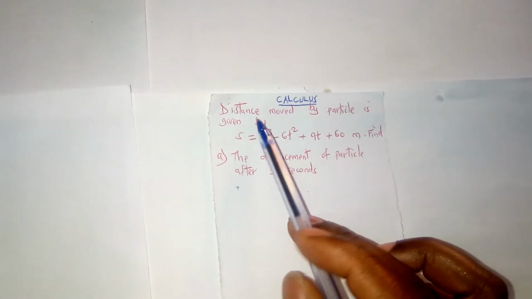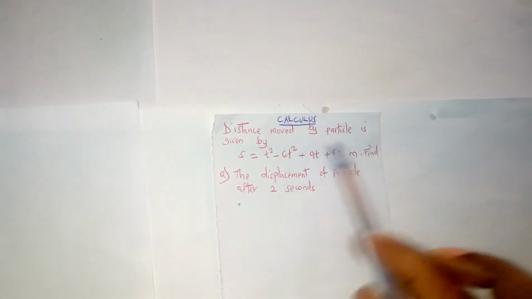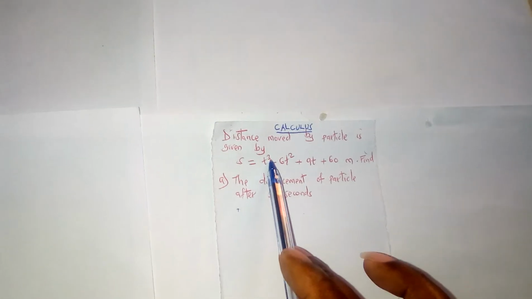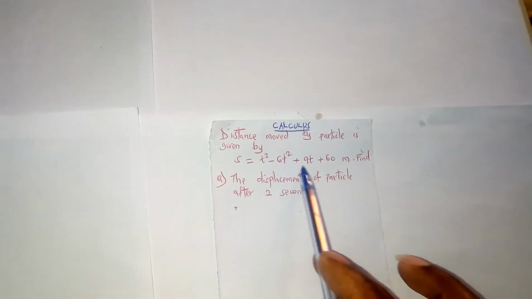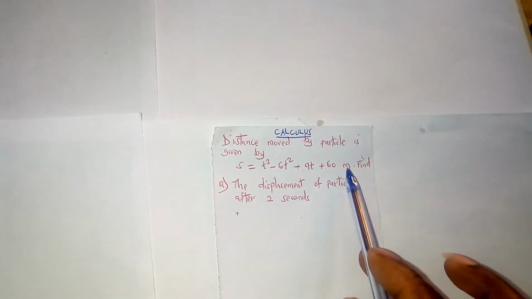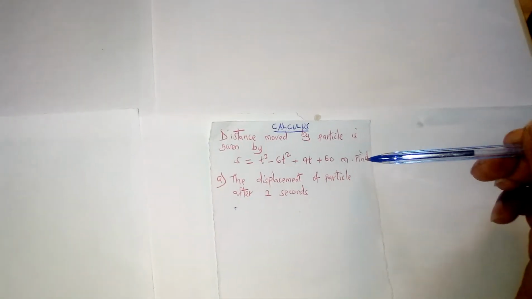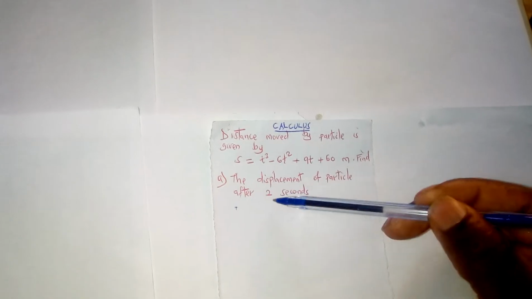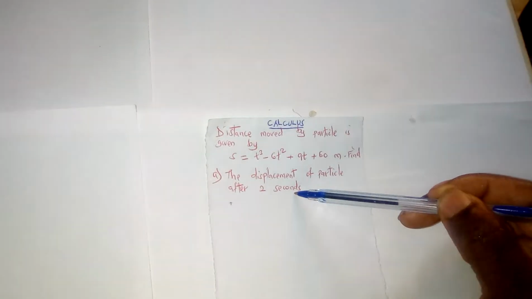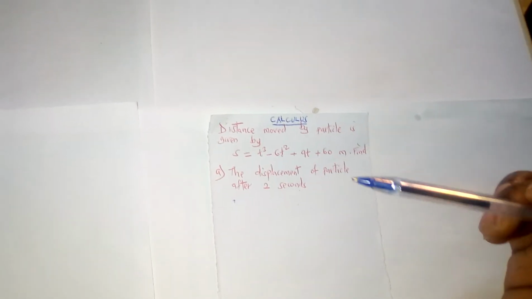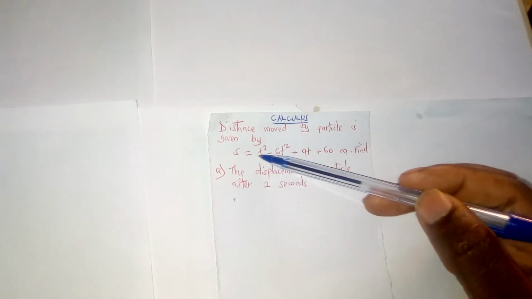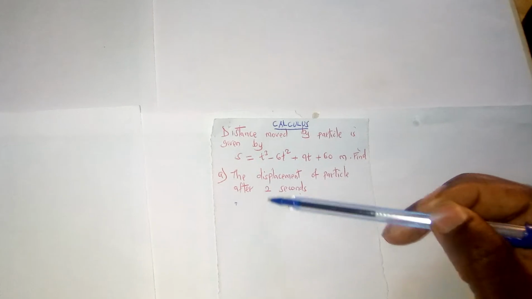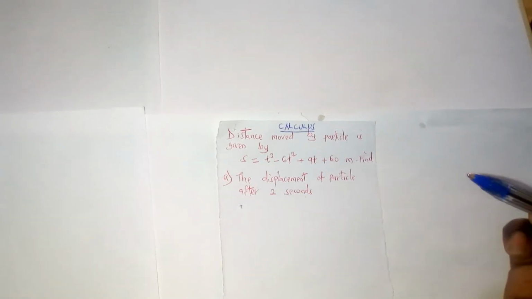You've been told that the distance moved by a particle is given by displacement s equals t cubed minus 6t squared plus 9t plus 60 meters. Question 1 states: find the displacement of the particle after 2 seconds. This question is very simple. Just go to the displacement equation, where there's a t, which is time, substitute with 2, and you shall have done.